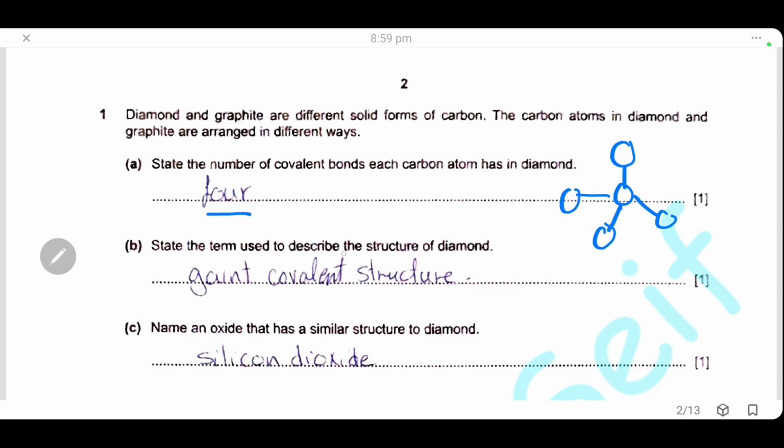State the term used to describe the structure of diamond. Diamond is a giant covalent structure. Name an oxide that has a similar structure to diamond. In our syllabus, we have silicon dioxide with the same structure as diamond, but each silicon atom is bonded to 4 oxygen atoms, and each oxygen atom is bonded to 2 silicon atoms, and the covalent bonds extend through the whole tetrahedral structure.